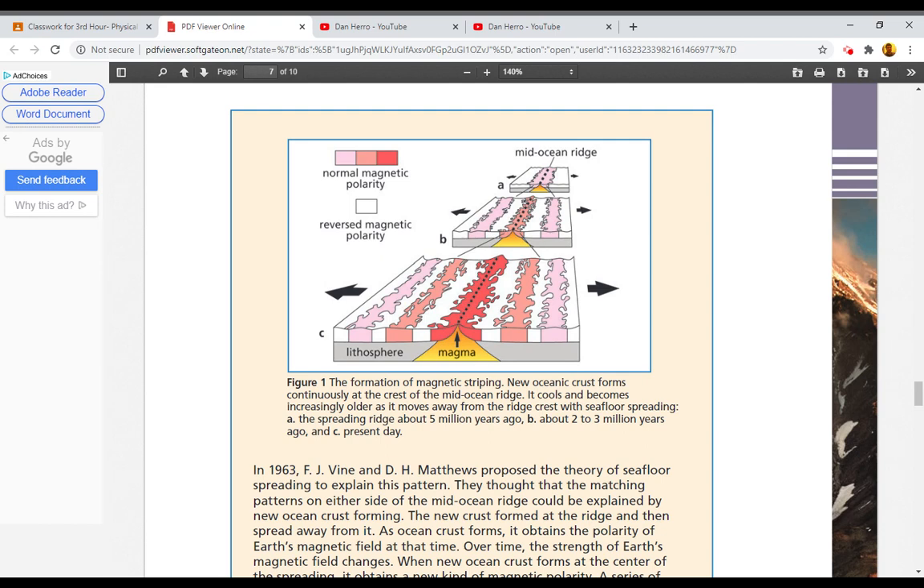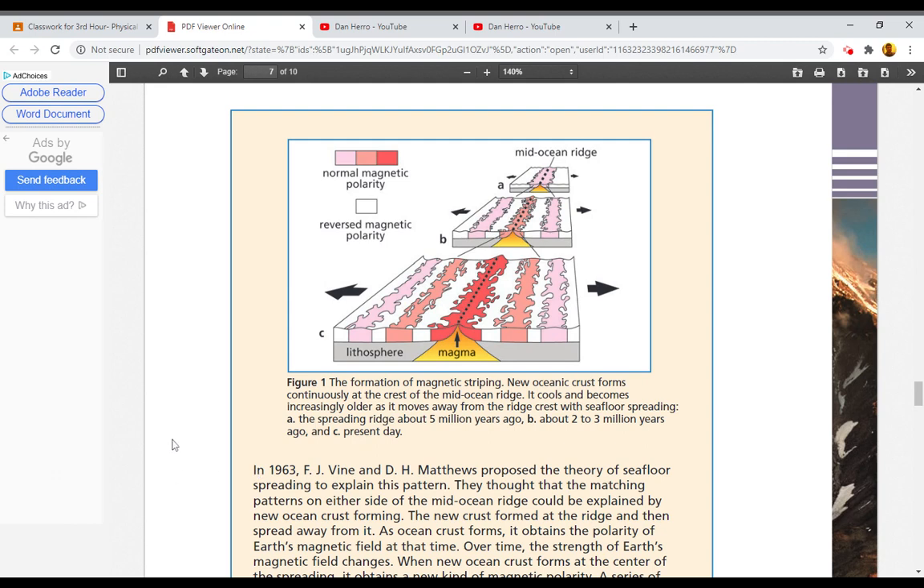New oceanic crust forms continuously at the crest of the mid-ocean ridge. It cools and becomes increasingly older as it moves away from the ridge crest with seafloor spreading. In Section A, this is the spreading ridge about 5 million years ago. Section B is the spreading ridge about 2 to 3 million years ago. And C is present day. So this is present day as more layers have been added.